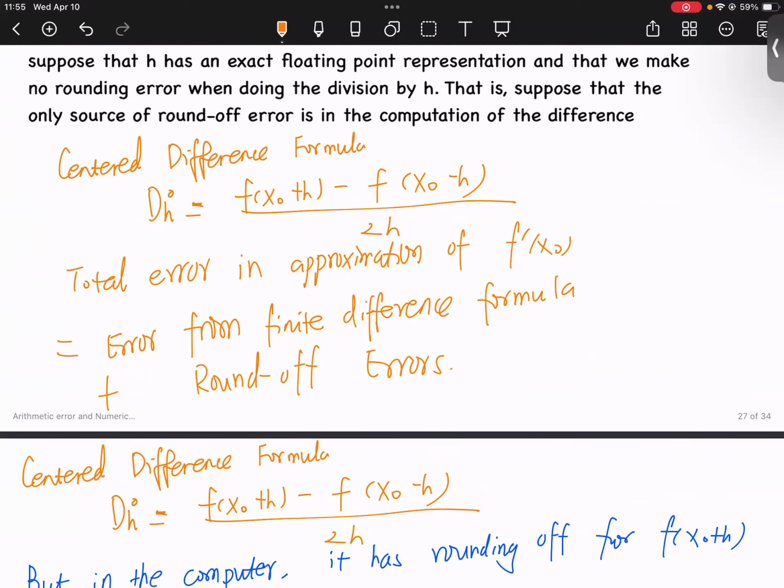So we have two parts of the error, and then the total error in the approximations of the derivative. That's the E_T. There's one part from the finite difference formula, and one part from the round off error. The round off error comes from the rounding off of the data. The first part, the truncation part, is from the finite difference formula.